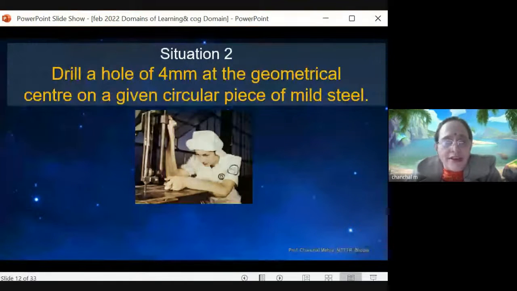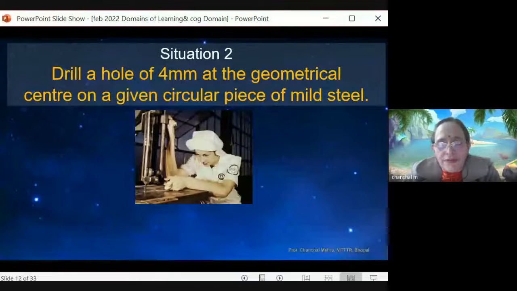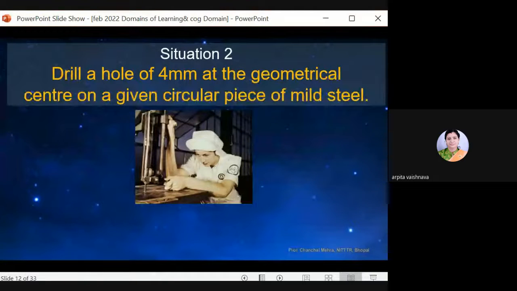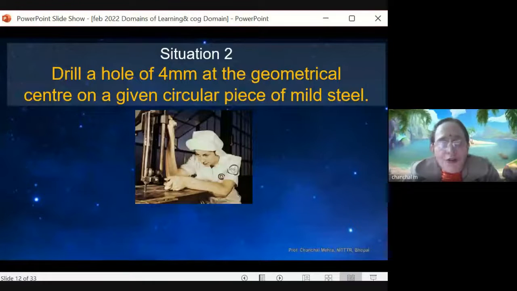Now consider a second situation where the student has to drill a hole of 4 millimeters at the geometrical center on a given circular piece of mild steel. Now, in which domain does this particular situation fall? Cognitive and psychomotor. Psychomotor. Okay, one of you has said cognitive and psychomotor.